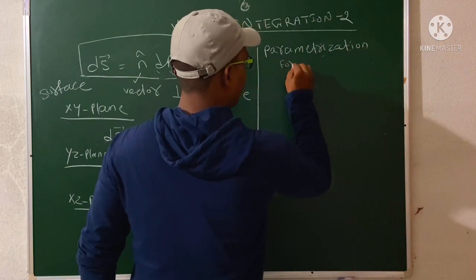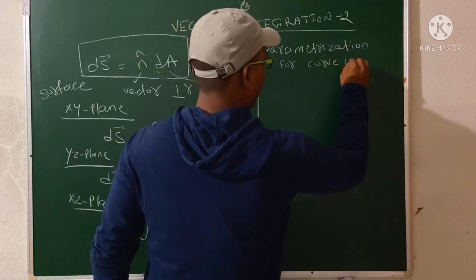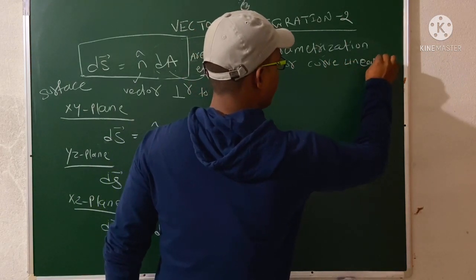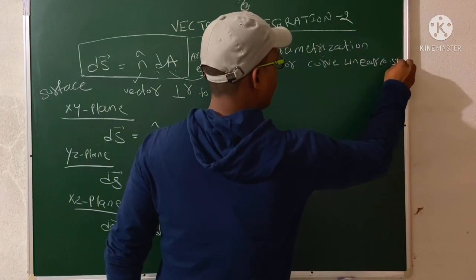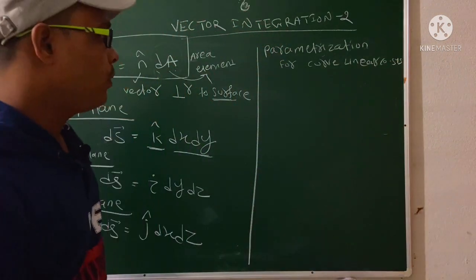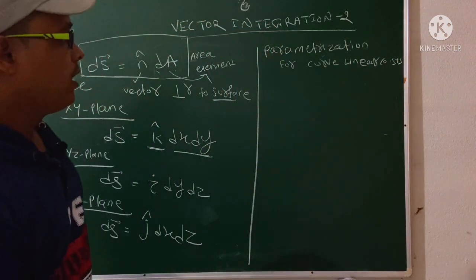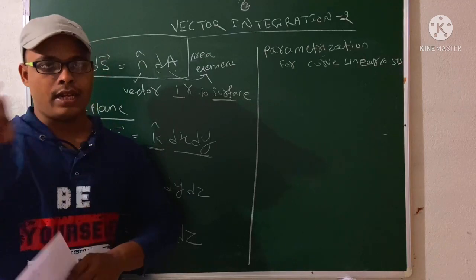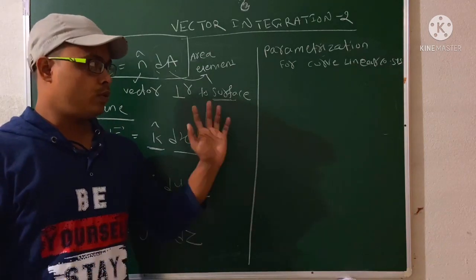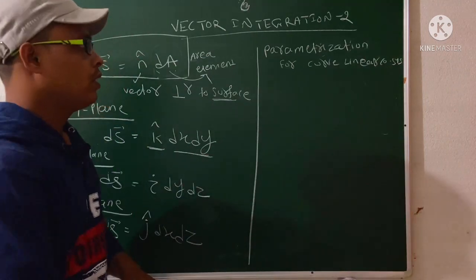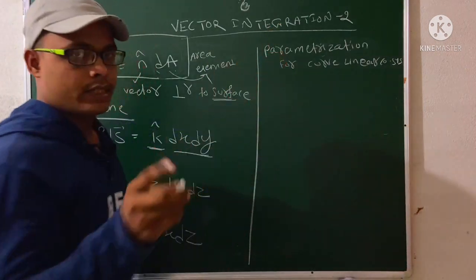For curvilinear coordinate system, we need the parameterization. We already discussed the parameterization in the line integral class. So if you don't know about this, then go to the previous class. That is the vector integration, part 1.